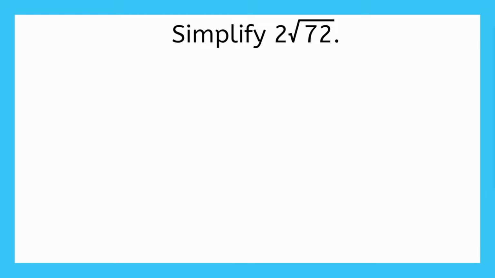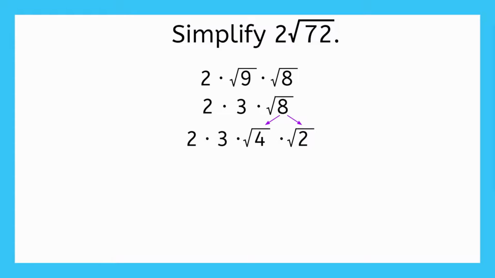72 can be rewritten with perfect square factors several ways, but I chose to rewrite the expression using the factors 9 and 8 as 2 times the square root of 9 times the square root of 8. 9 is a perfect square, so the square root of 9 can be simplified to 3. 8 has a perfect square factor of 4, so the square root of 8 can be rewritten as the square root of 4 times the square root of 2. Then the square root of 4 can be simplified to 2.